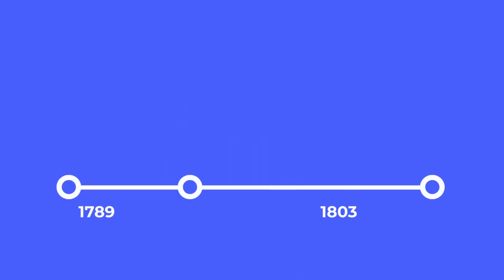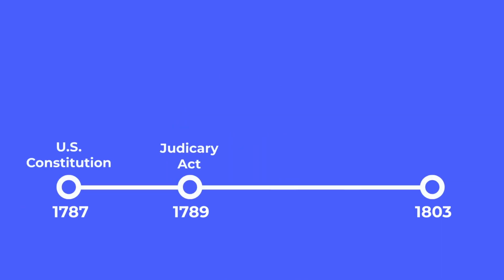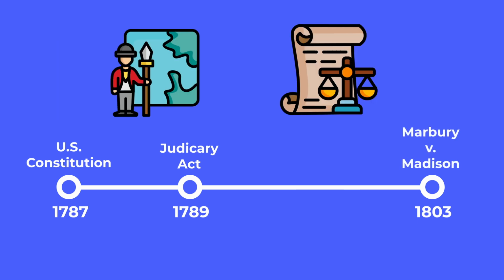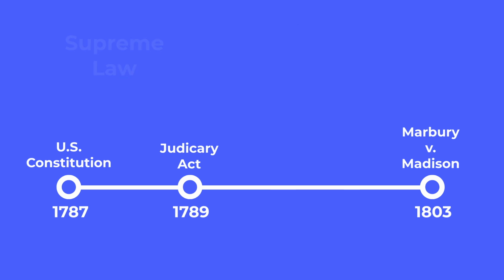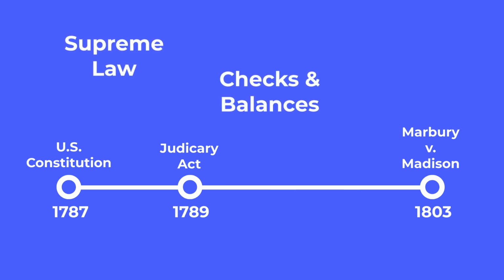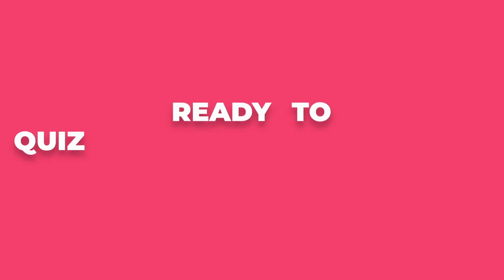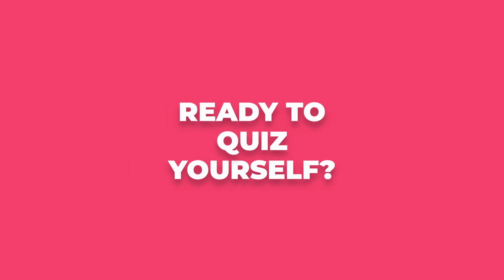So, to sum up, after the Revolution, U.S. law evolved rapidly, from colonial courts to state constitutions, to a federal system with checks, balances, and the power of judicial review.